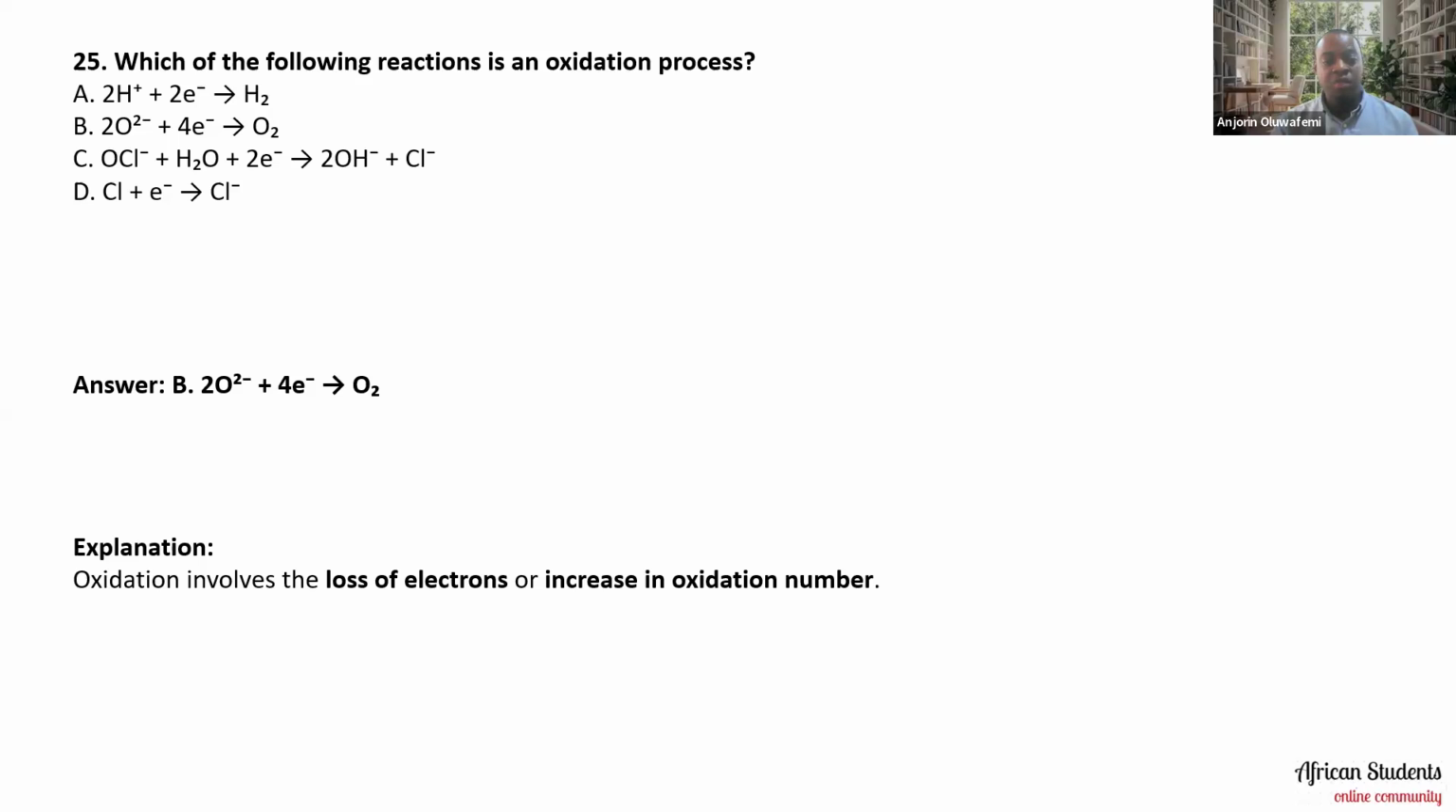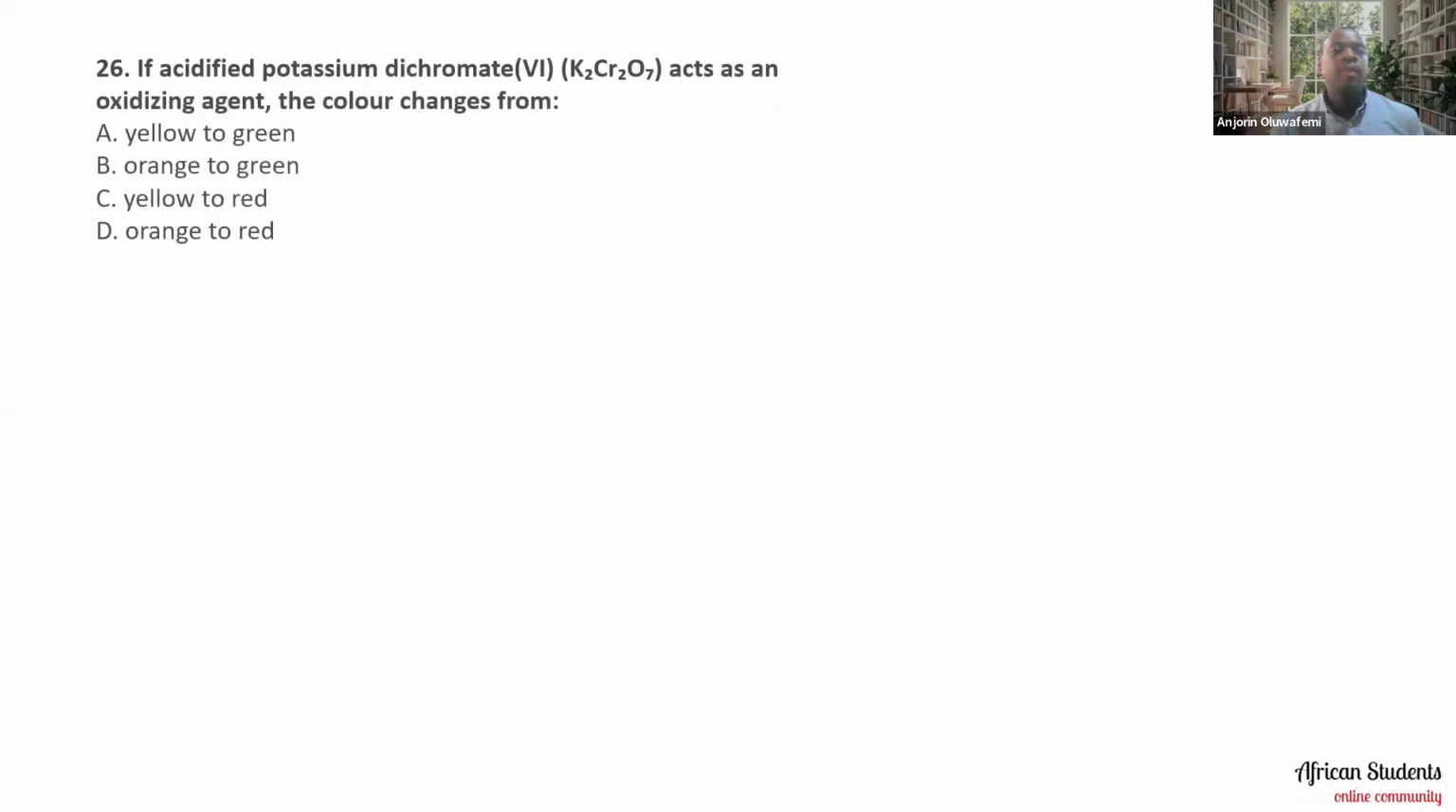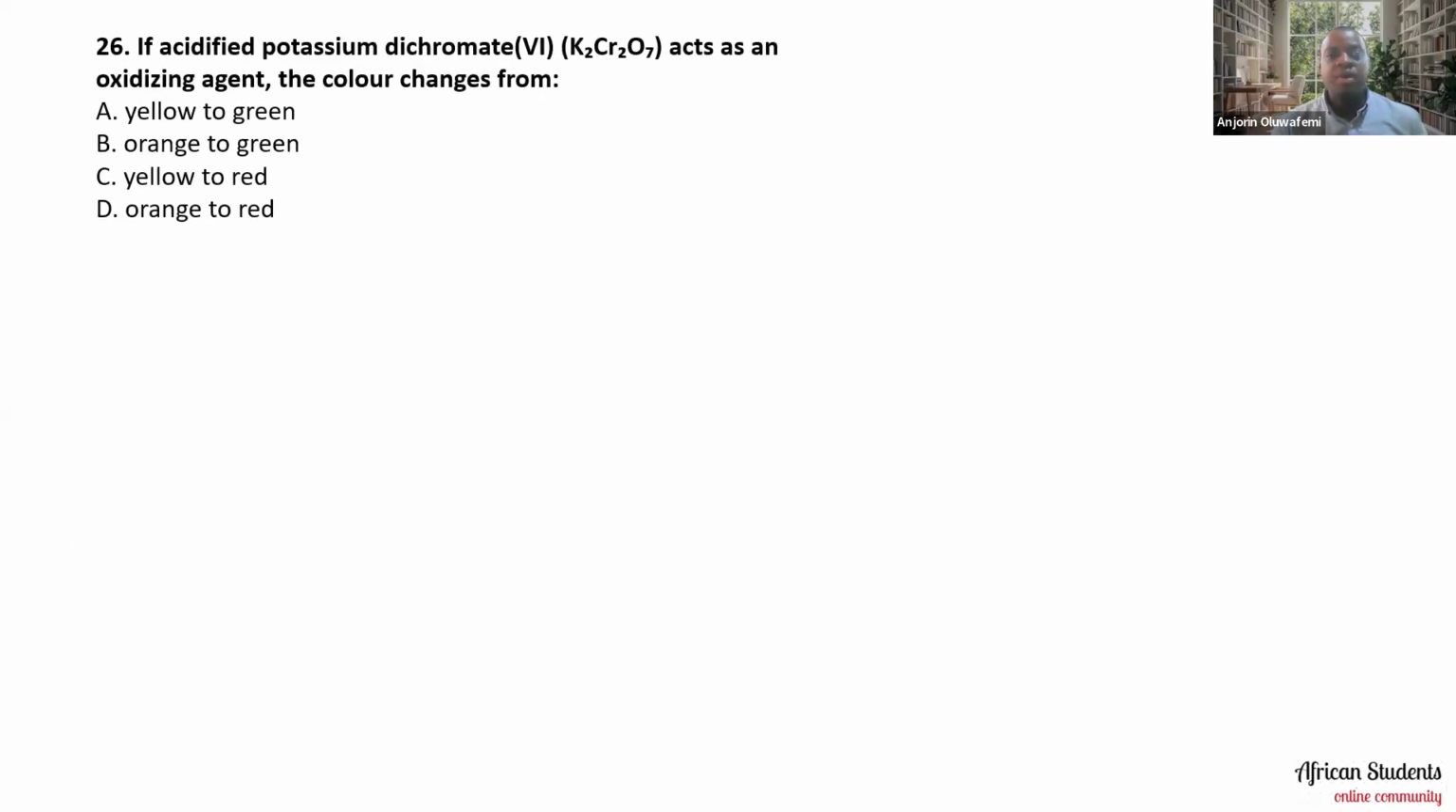4 electrons have been lost, that's for us to have the oxygen atom that is being formed as the product there. So this is an oxidation process. Okay. If acidified potassium dichromate 6, that's K2Cr2O7, acts as an oxidizing agent, the color changes from, is it yellow to green, orange to green, yellow to red, orange to red? So the color would transit from orange to green. That's the transition of the color.